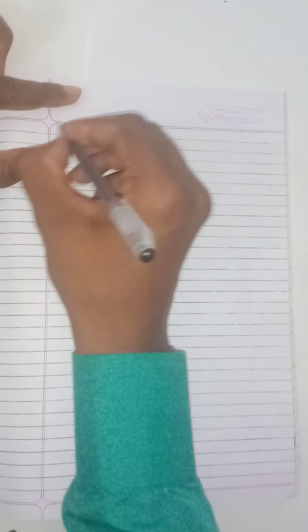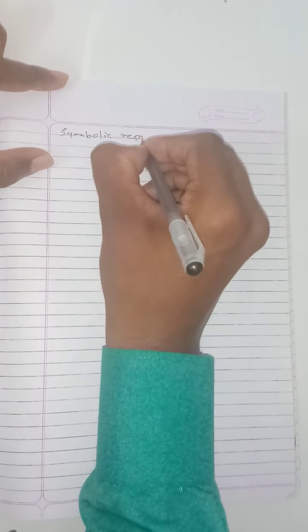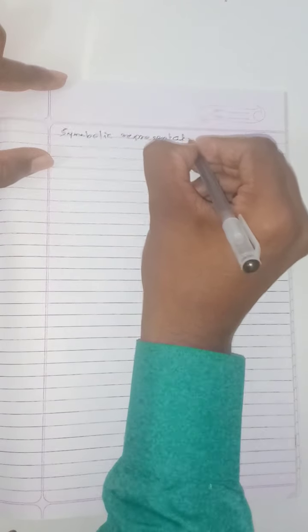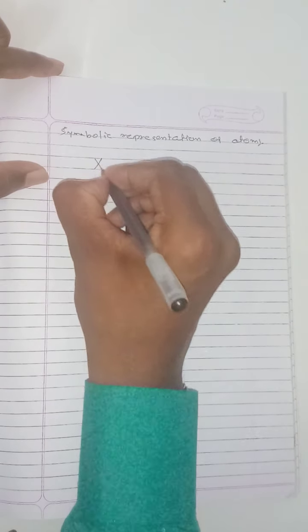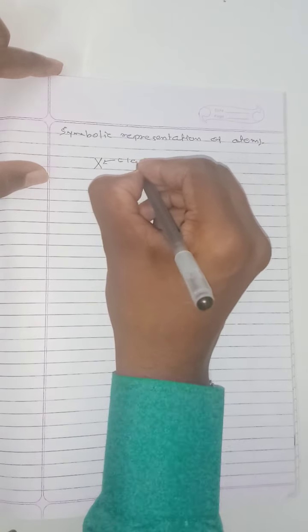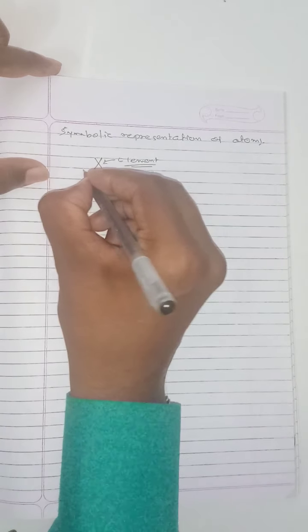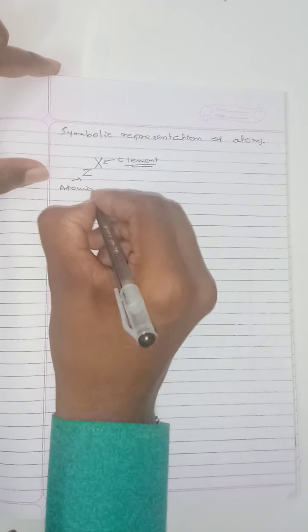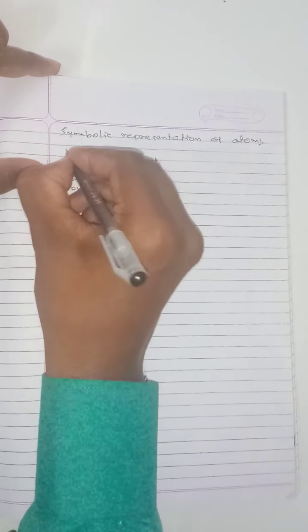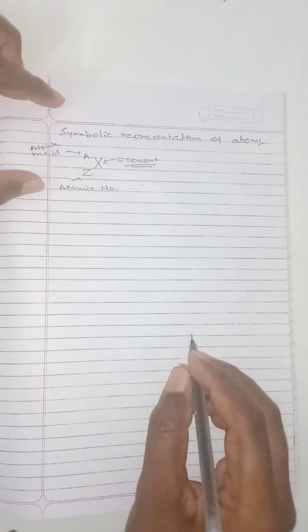Now let's see the symbolic representation of an atom. X is the symbol of the element, Z is the atomic number, and A is the atomic mass.